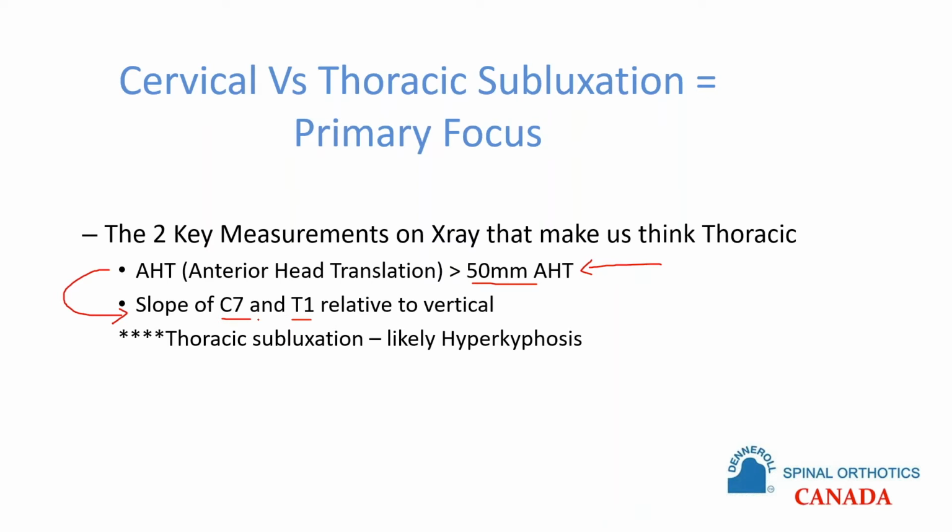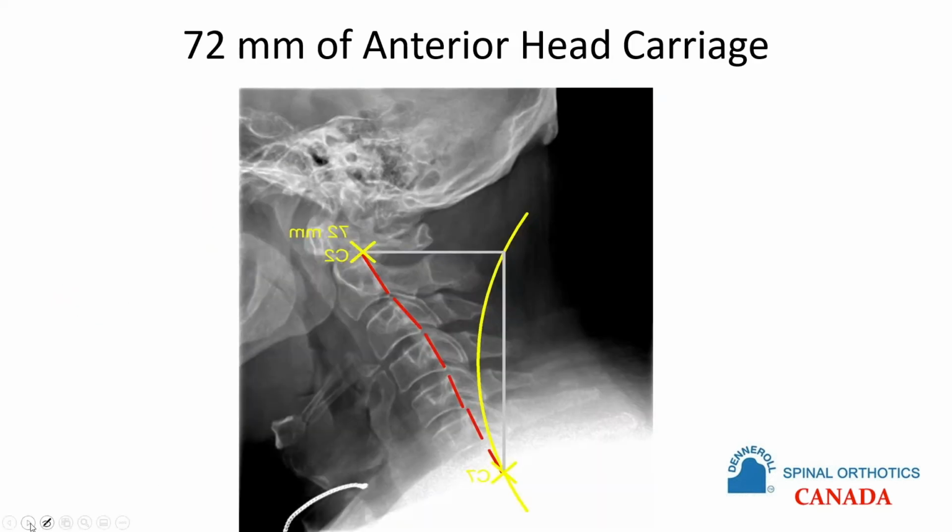I'll show you how to measure this, and I'm going to give you cutoff values above which you do not use a cervical Denneroll. You take a lateral thoracic film, or if you're not taking lateral thoracics, you use a thoracic Denneroll. So this is large anterior head translation. Think slope of C7 and T1 because we're thinking it's a thoracic problem. All right, so here's an example. I have this large anterior head translation, 72 mils, so it's above my cutoff of 50 mils.